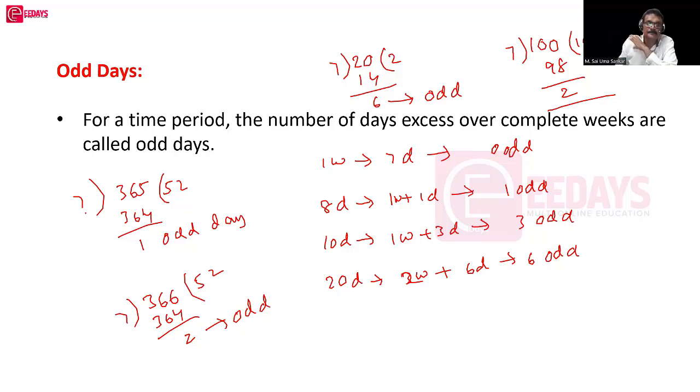That means 365 days, 1 odd day; 366 days, 2 odd days. What about 365? That is an ordinary year. What is 366? That is a leap year. That means for every ordinary year, we have 1 odd day, and for every leap year, we have 2 odd days. Okay, that is a very, very important concept here.